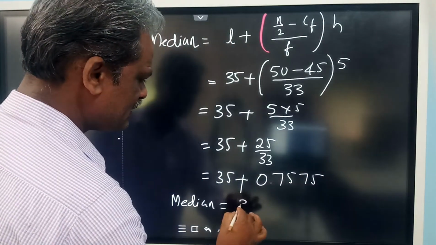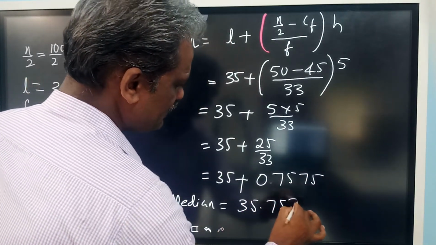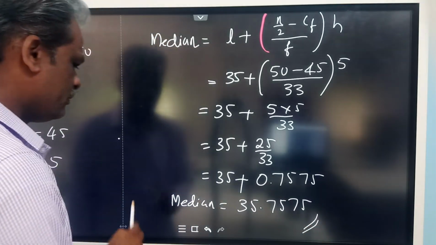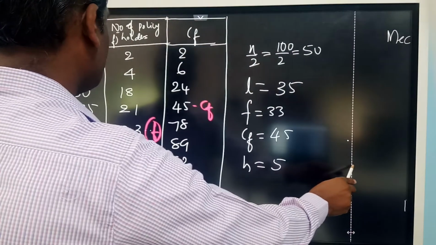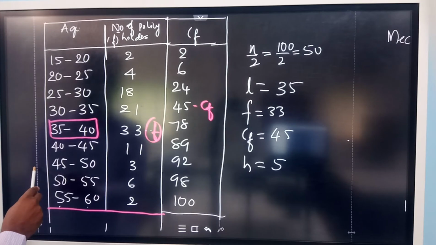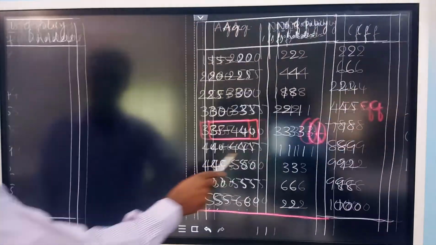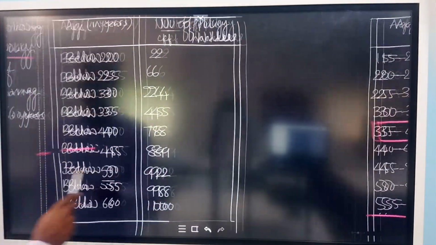So if you add this, 35.7575 like that, this is the median. So 35.75, that comes here only. So we got the solution.